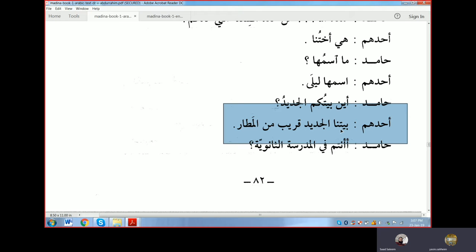Baituna jadidu karibun min al-matar. Okay. Our new house is near from the airport. Near from the airport, correct? Okay. From the airport.